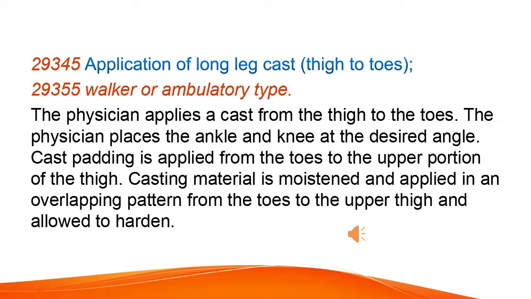Application of long leg cast, thigh to toes. Walker or ambulatory type. The physician applies a cast from the thigh to the toes. The physician places the ankle and knee at the desired angle. Cast padding is applied from the toes to the upper portion of the thigh. Casting material is moistened and applied in an overlapping pattern from the toes to the upper thigh and allowed to harden.